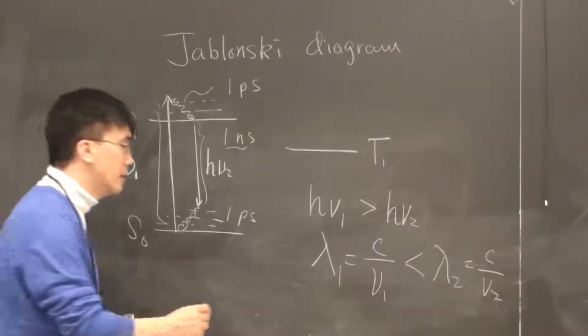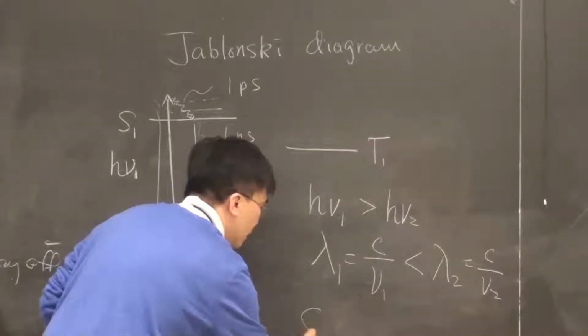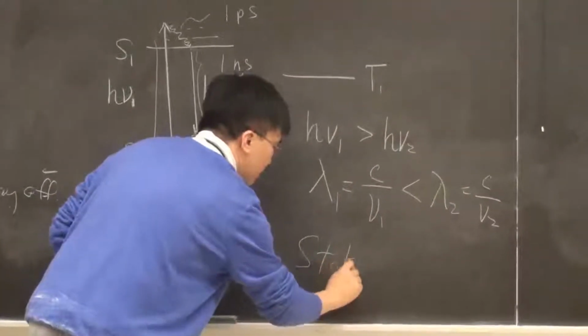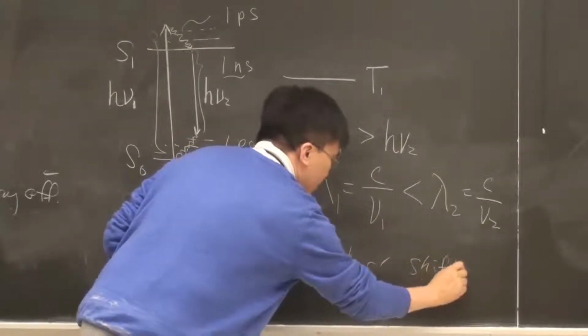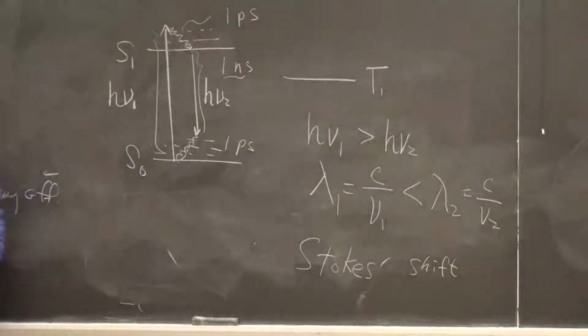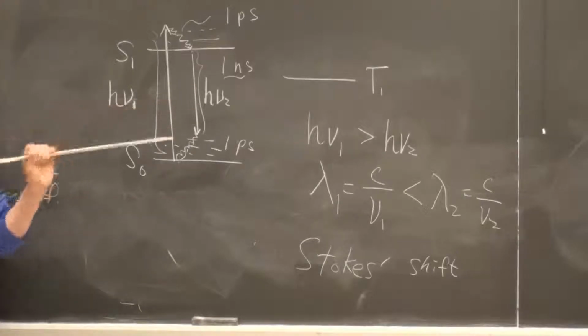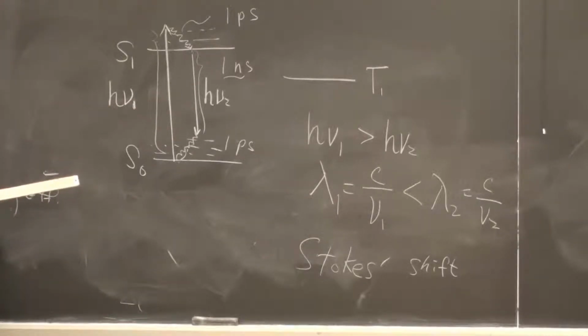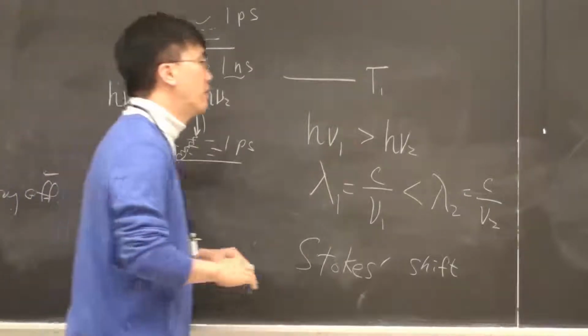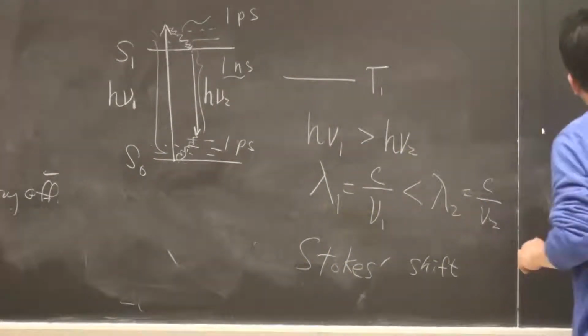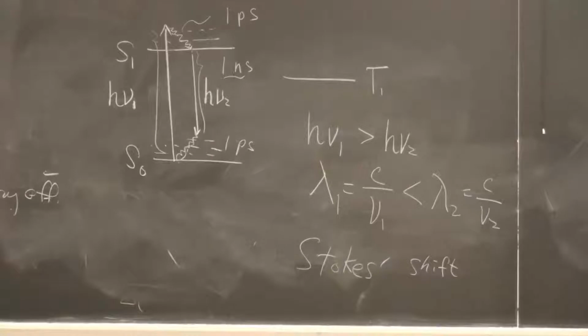Okay, and this effect is called Stokes shift. Okay, so energy difference. So if I had to plot the spectrum of absorption and emission of a fluorescent dye molecule, then it'll look like that.